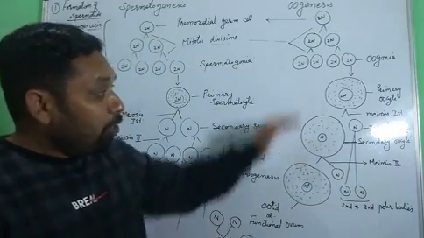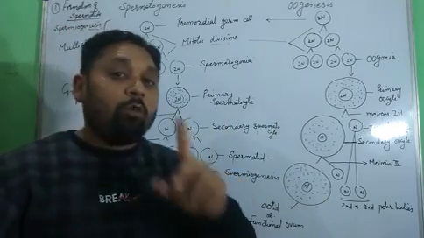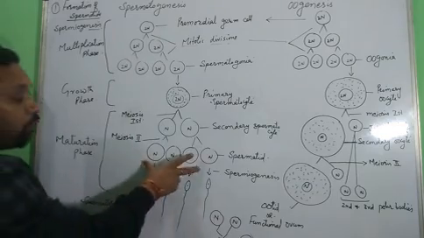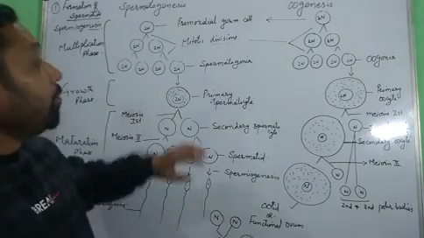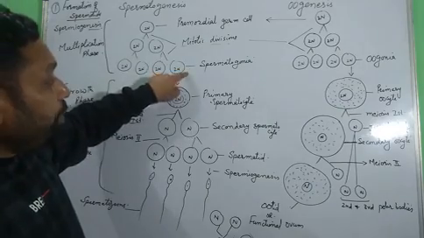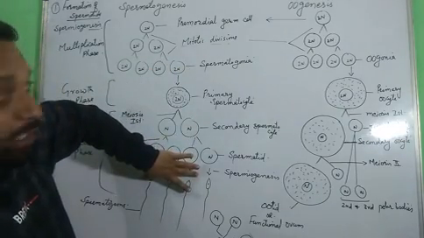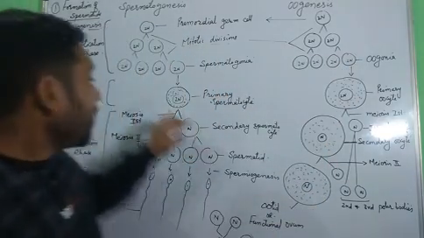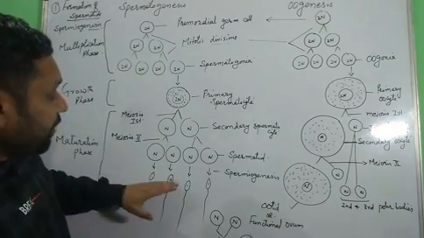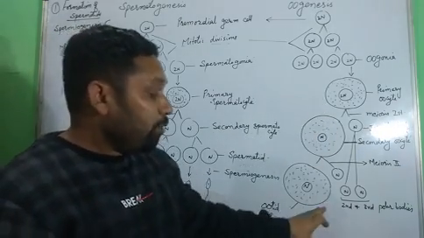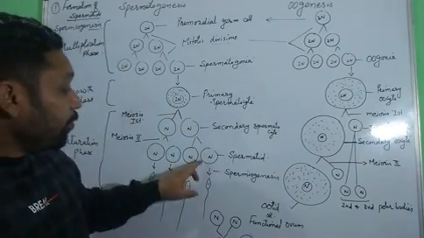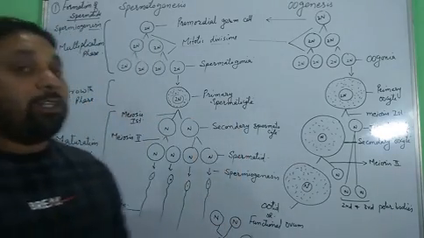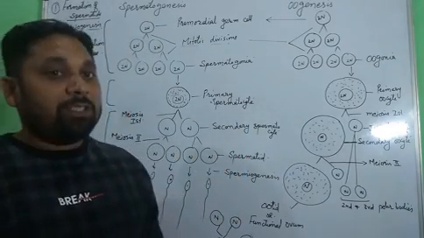Now, at the end of oogenesis, only one ovum is formed, whereas at the end of spermatogenesis, 4 spermatids are formed. One spermatogonium produces 4 spermatids. One oogonium produces 1 ovum. One primary spermatocyte produces 4. One primary oocyte produces only 1. One secondary spermatocyte produces 2. One secondary oocyte produces only 1. So that is the difference between spermatogenesis and oogenesis. Thank you very much.